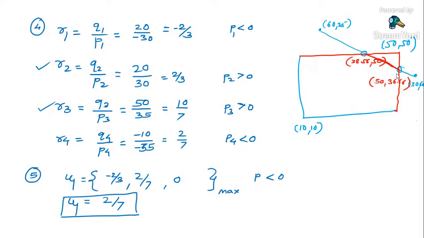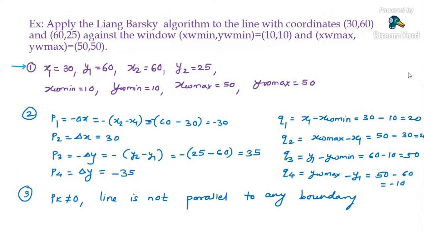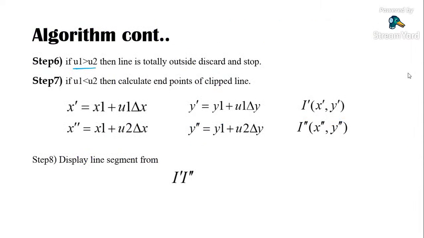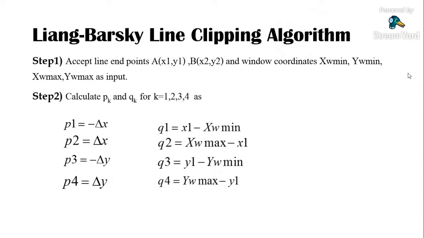You have found that in one step you will get the final answer, which means it is not a recursive calculation. If you apply the algorithm from step 1 to the last step, you will definitely get the clipped part of the line. So I think you have understood the algorithm. It is a very easy algorithm. You have to remember a few steps, and then you can solve any problem from this Liang Barsky algorithm.